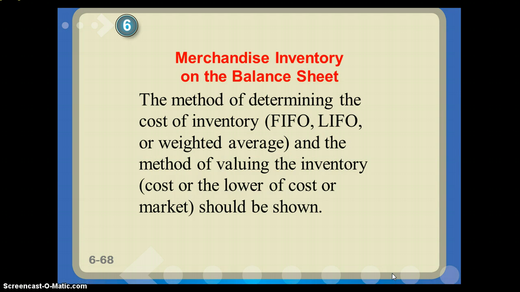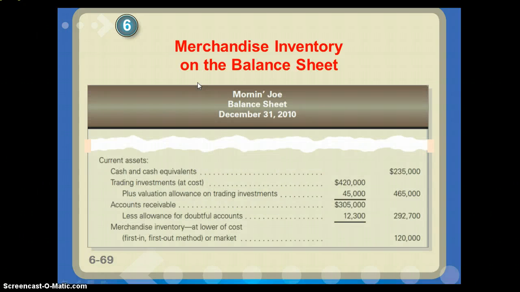So when we choose our method of costing inventory, FIFO, LIFO, average cost, and then the method of valuing the inventory, cost or the lower of cost or market, we've got to show that on our balance sheet. That way when investors are looking at it, they can know where our numbers are coming from and more accurately compare us to similar businesses. If those things aren't listed, there's no explanation of where these came from. Here's a partial balance sheet. You'll see there's the current assets section.